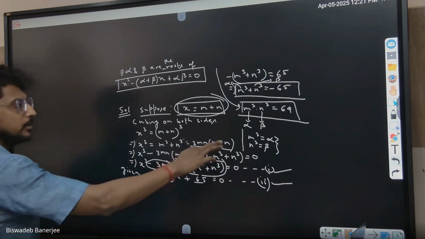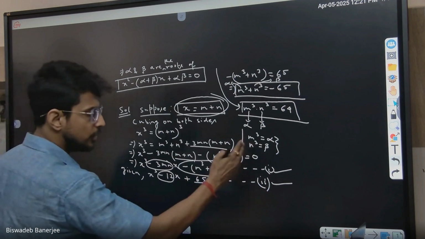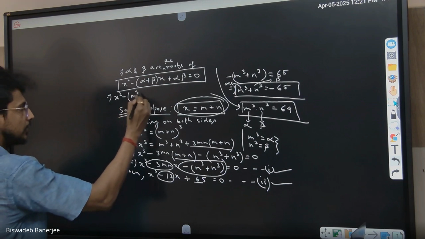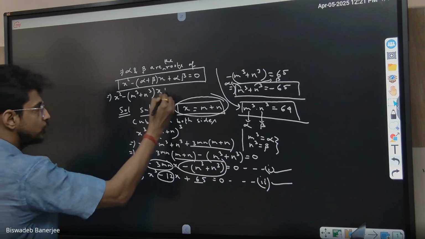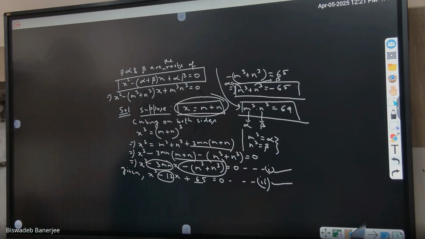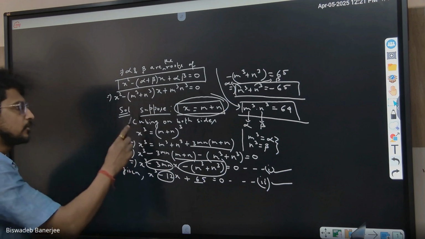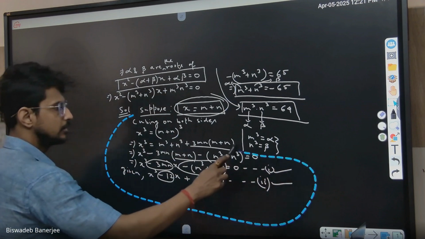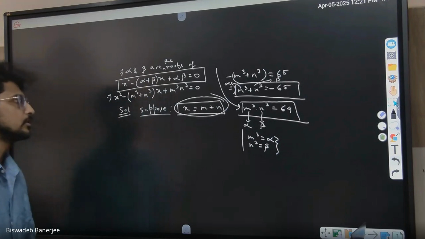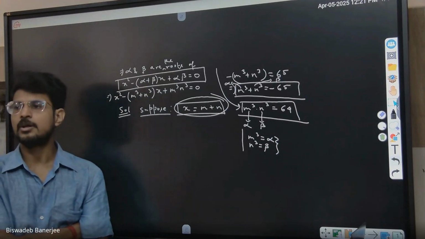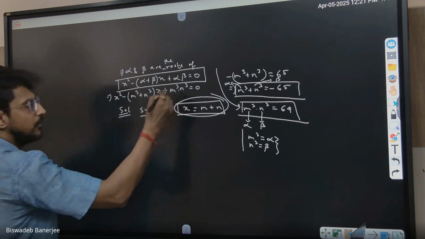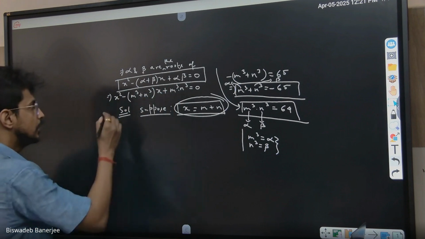Now, what is my alpha? My alpha is m cube. And my beta is what? My beta is n cube. So this gives you x square minus (m cube plus n cube) into x plus m cube into n cube is equal to 0. We are putting their respective values, my alpha is m cube, my beta is n cube. Right?